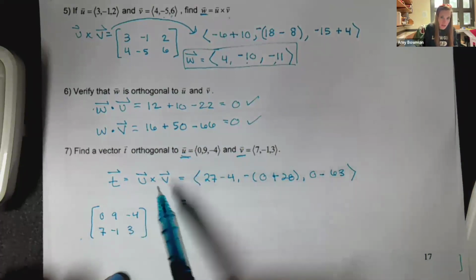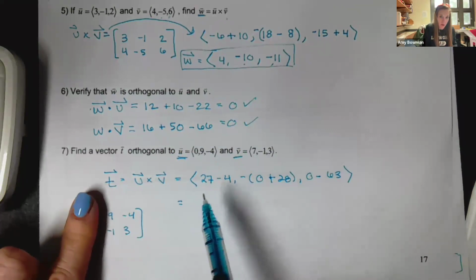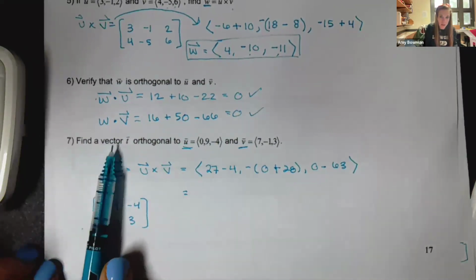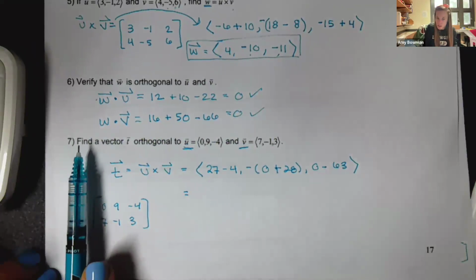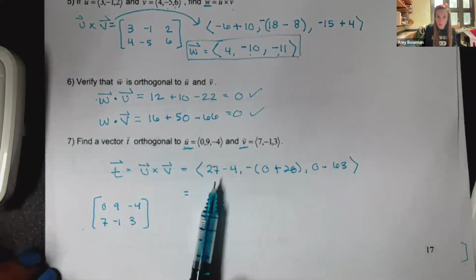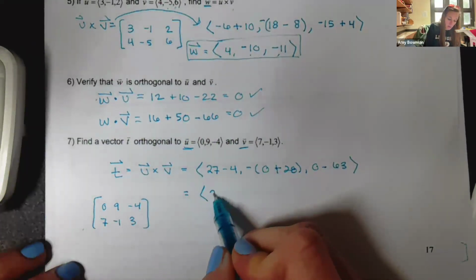So we've got t, which is going to be the result of the cross product. So again, you should have covered up the first column here and gotten the product of 9 times 3 minus the product of negative 1 times negative 4. So 27 minus positive 4, which results in 23.